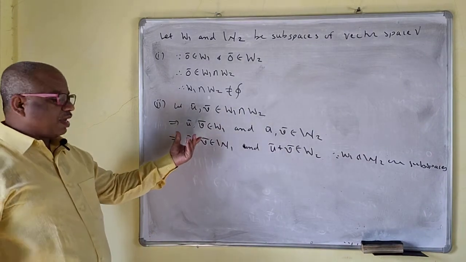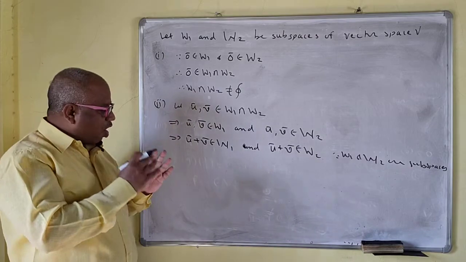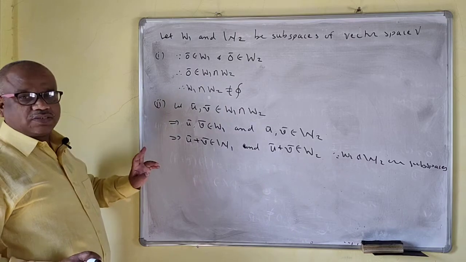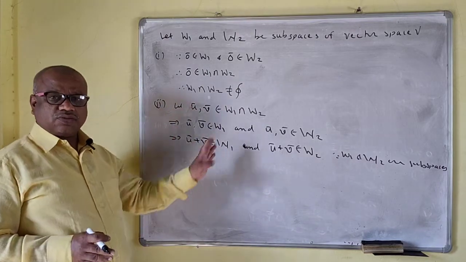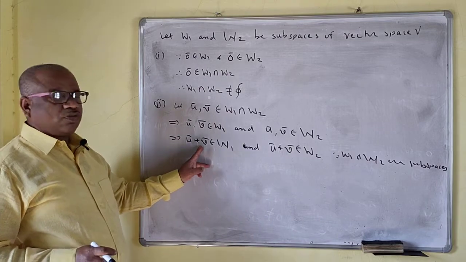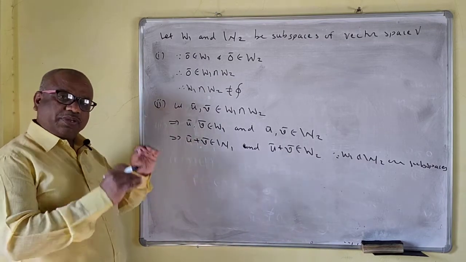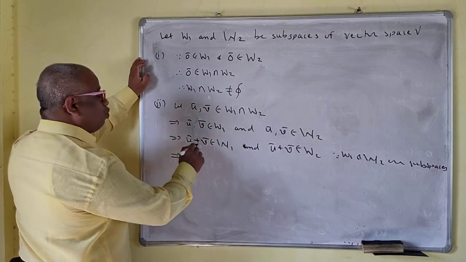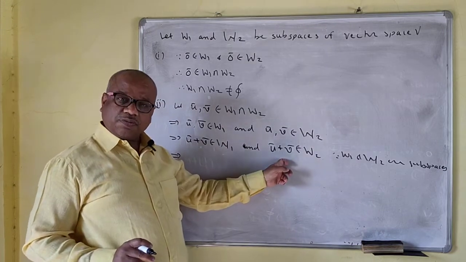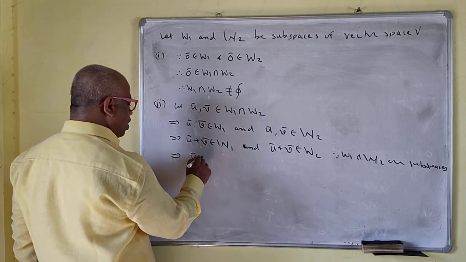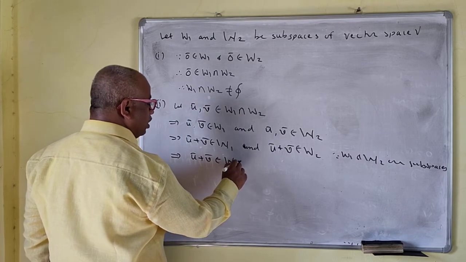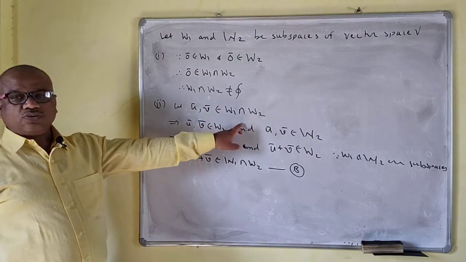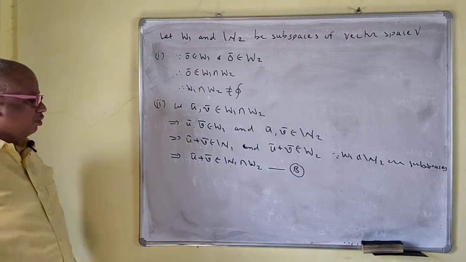That means the sum of any two vectors of W1 belongs to W1, because it is a subspace, and any linear combination is also in W1. So U bar plus V bar is a vector of W1 and also a vector of W2, that is, it is common to both. So U bar plus V bar belongs to W1 intersection W2. We call this B now. We have taken U bar, V bar in the intersection and proved that their sum is also in it. Now the third one.